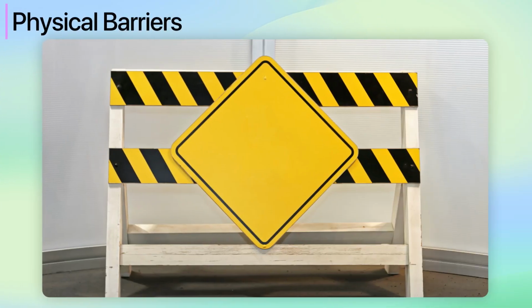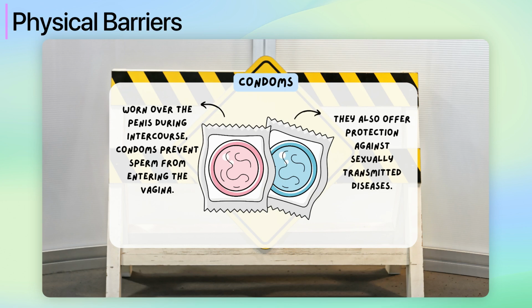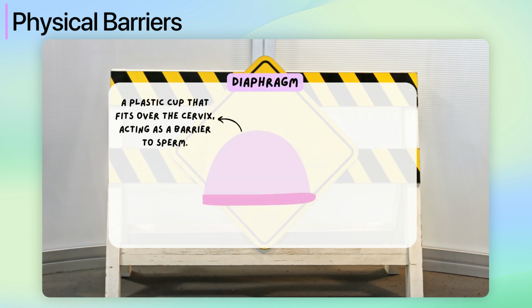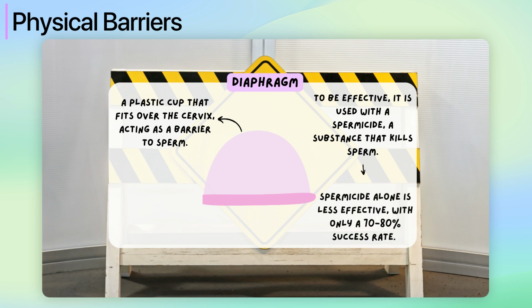Another method of contraception involves physical barriers to prevent sperm from reaching the egg. Condoms are worn over the penis during intercourse. Condoms prevent sperm from entering the vagina. They also offer protection against sexually transmitted diseases. A diaphragm is a plastic cup that fits over the cervix, acting as a barrier to sperm. To be effective, it is used with a spermicide, a substance that kills sperm. Spermicide alone is less effective, with only a 70 to 80% success rate.